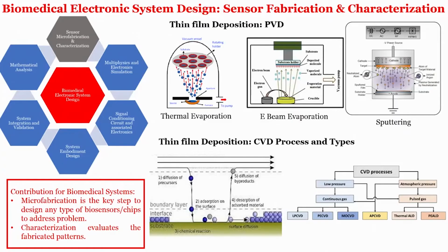If you see the slide, in this slide you can see that when we talk about biomedical electronic system design, which is right over here, right, in the center, you are talking about sensor fabrication and characterization, you are talking about multiphysics and electronic simulations, you are talking about signal conditioning circuits and associated electronics, you are also talking about packaging that comes under system embodiment design, there is system integration and validation. Finally, there is a mathematical analysis that makes this entire biomedical electronic system design, and that is why understanding the concepts of math for this particular research as well as this particular domain is very important, right.